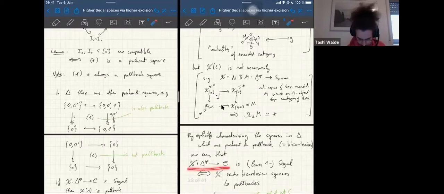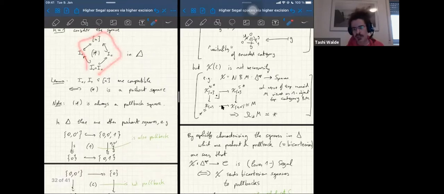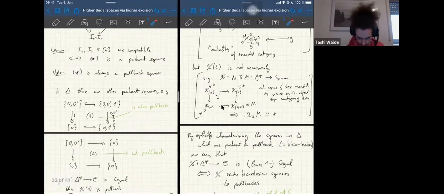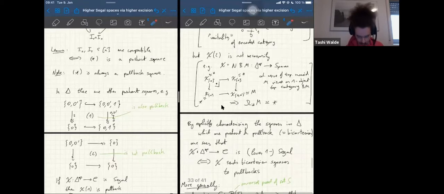X is Segal if and only if it sends to pullbacks, not all pushout squares, but only those which are both pushout and pullback. So this is what I will call from now on bicartesians. A bicartesian square is one which is both pushout and pullback. So you saw that, for instance, this one fails to be a pullback. This one might sometimes fail to be a pushout. And somehow if we take both conditions together, this is exactly the right condition. So a Segal object is exactly one which sends all bicartesian squares to pullbacks.